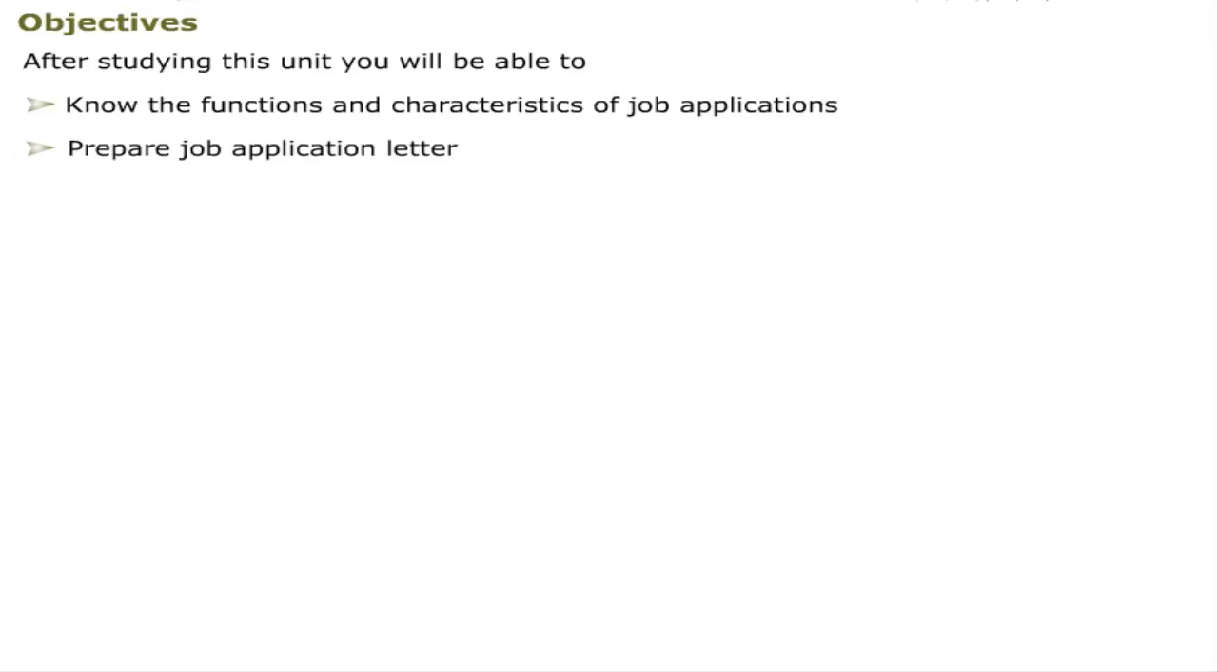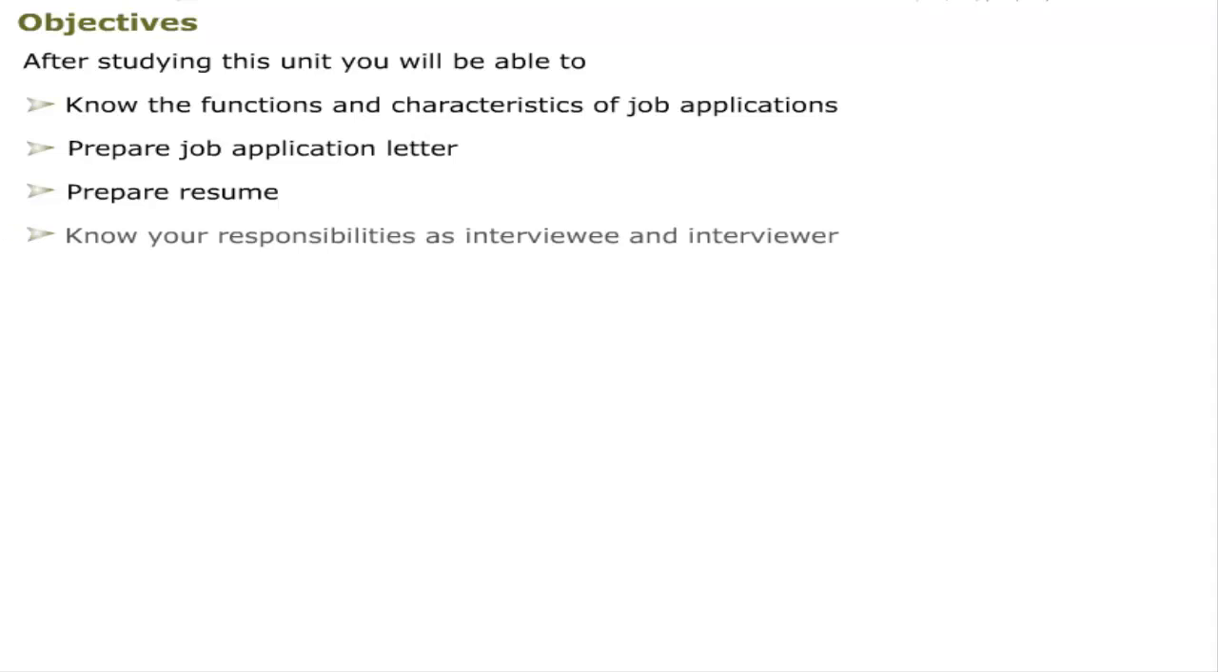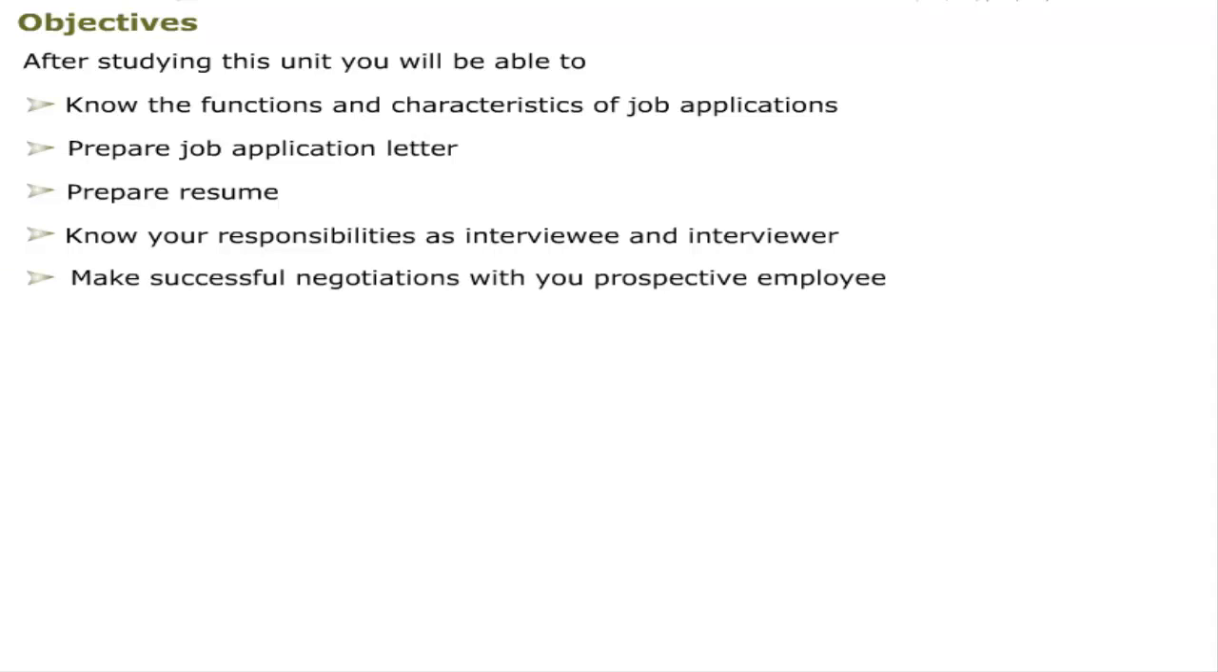Objectives. After studying this unit, you will be able to know the functions and characteristics of job applications, prepare a job application letter, prepare a resume, know your responsibilities as interviewee and interviewer, and make successful negotiations with your prospective employer.